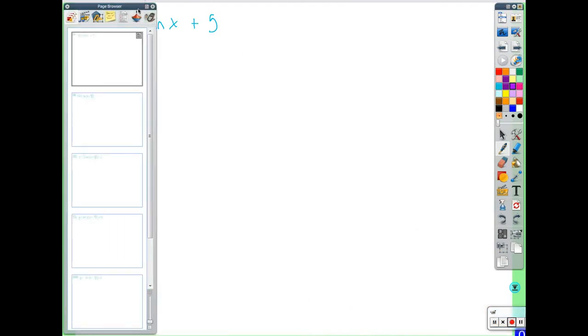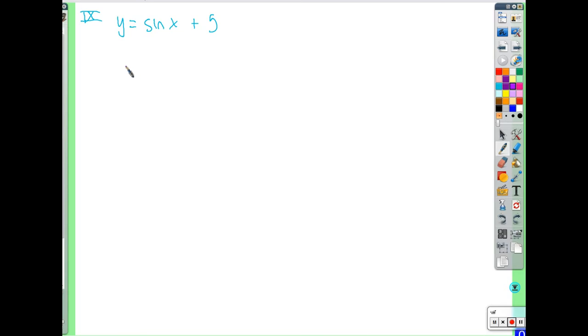Let's do some practice. So what I've done is just taken the homework problems, changed the numbers, but kept the type of problem the same. So first we have sine of x plus 5. It's important to know that it's not a plus 5 in there with the x. If there's not parentheses, then it's outside like that.